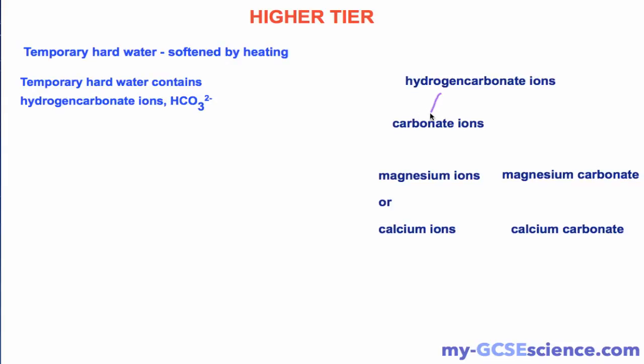This, when heated, decomposes into carbonate ions, as we saw before, and these carbonate ions can then react with our magnesium ions or calcium ions that are found in the hard water, and that leaves us with either magnesium carbonate with the magnesium ions or calcium carbonate with the calcium ions in the water. And you should be able to explain this process and actually know how this happens.